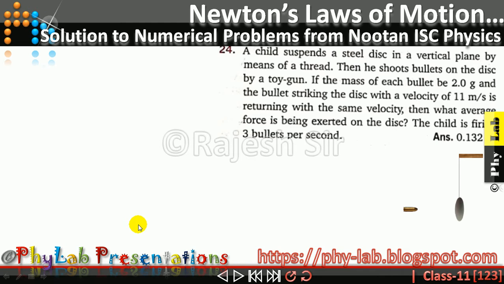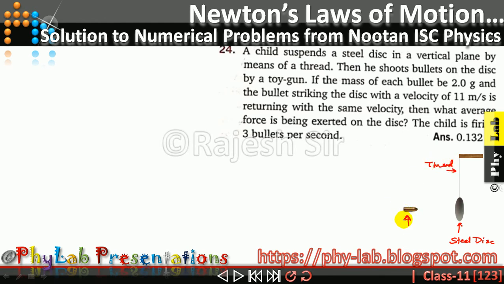Now students, here the question says a child suspends a steel disc. So what you can see over here, there is a steel disc which has been suspended in a vertical plane with the help of some thread. So this is a thread, and he shoots a bullet.